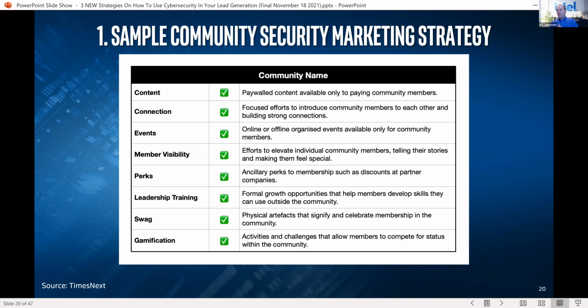So there's content that you can have there, right? You can have walled content that you can engage them in. You can do different ways to connect with them. You can have specific events. So even though you're in that community, you can have your own events, whether it's an online event or a face-to-face event. Perks, you put them in about, hey, by the way, we've got a free assessment for everyone in this community here.